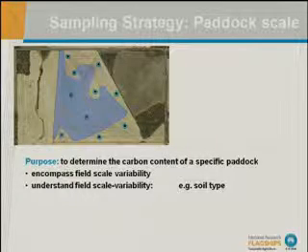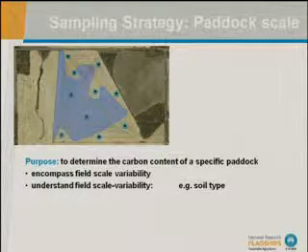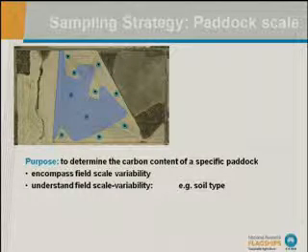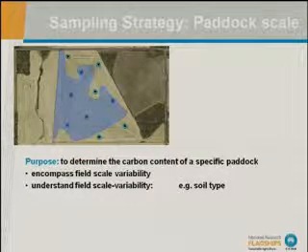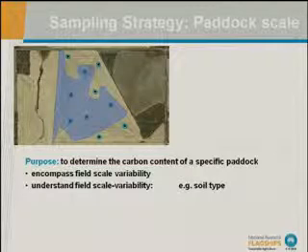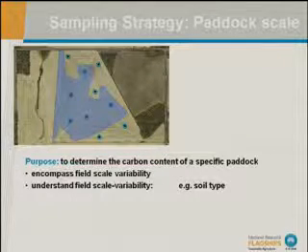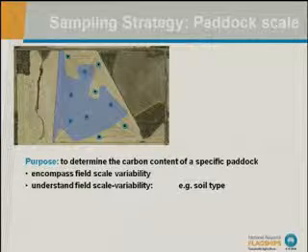So if there is knowledge about underlying variability in your paddock, you might like to take that into account when you're designing your sampling strategy. So it might be appropriate to redistribute some of those sampling points so that you have better representation of the two different soil types on an area basis.